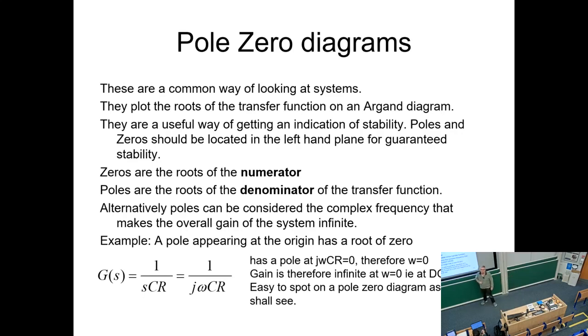Zeros are the roots of the numerator of our transfer function. So here's a sort of a transfer function. It's some fraction-y thing like that. The zeros occur for the roots of the top bit. In this case, there isn't any. And poles are the roots of the denominator of the transfer function. So when does this bottom bit equal 0?